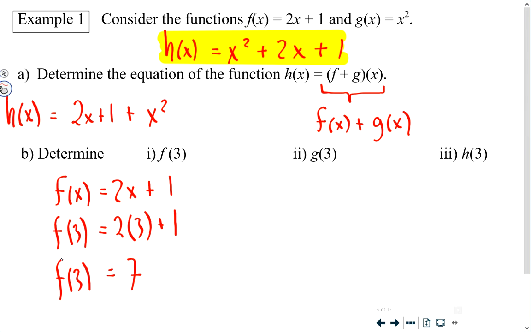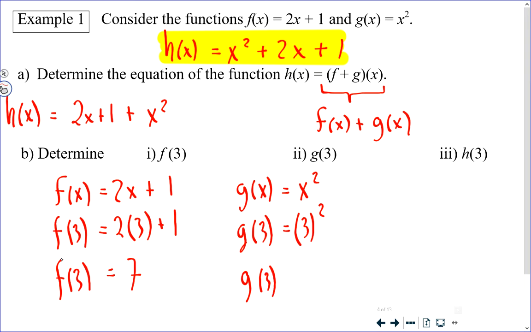And one interpretation of f of 3 equaling 7 is that when x is 3, y is 7. In the second part of this, we're asked to find g of 3. Well, again, in Math 10 and Math 20, you learn with function notation that when you're asked to find the value of the function at a particular number, it simply means you replace x in the function with that number. So what we end up with here is g of 3 is equal to 9. And another way that we could interpret that is to say when x is 3, y is 9.